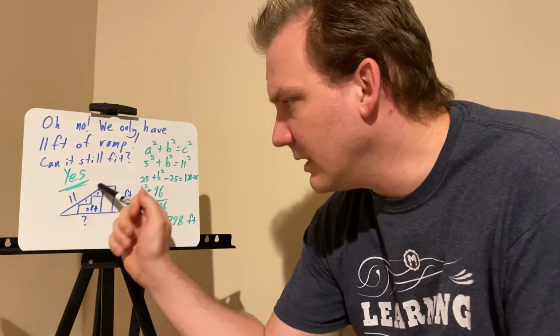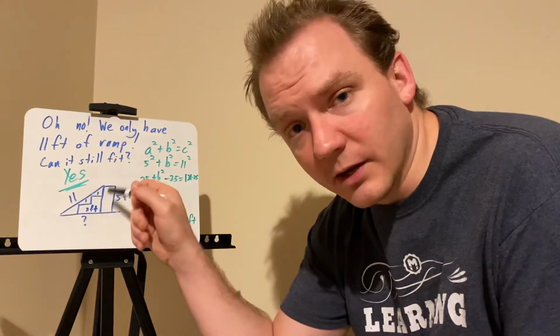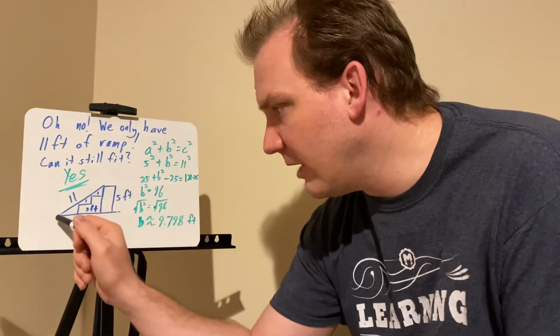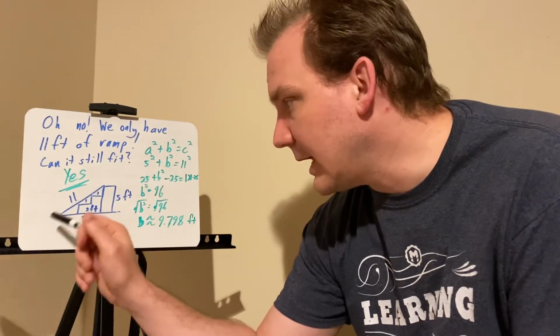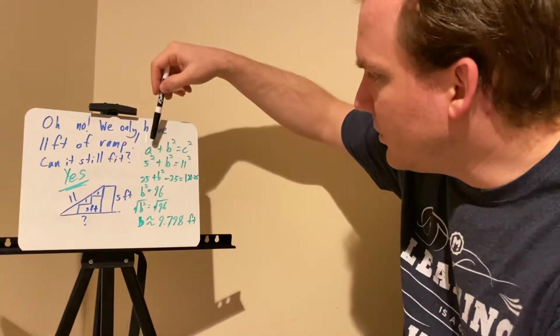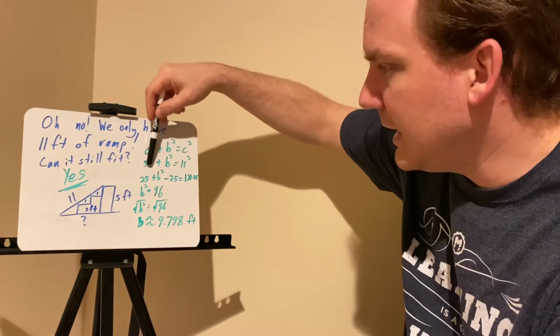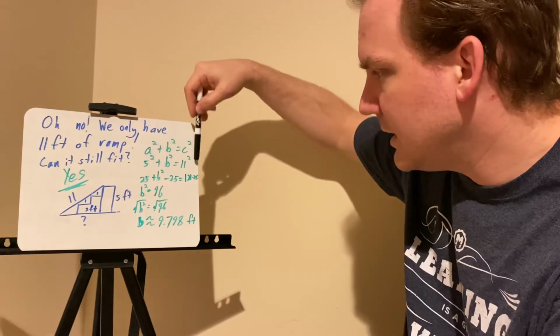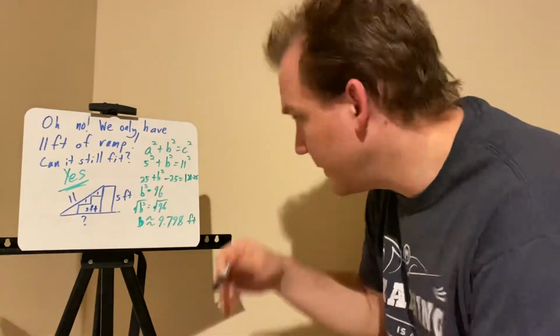So if I know I have 11 feet of ramp, this is still 5 feet. I'm still dealing with a right triangle. But how far out would the ramp end at? So then I can say, okay, let's see. We do A squared plus B squared equals C squared. In this case, we don't know B. A is still 5, so 5 squared. C, we know it has to be 11 because that's how much material we have to build the ramp.